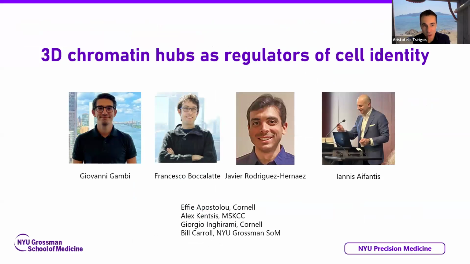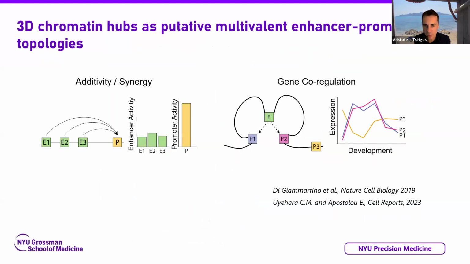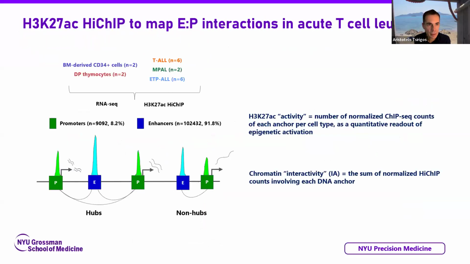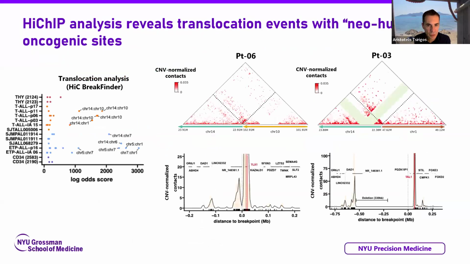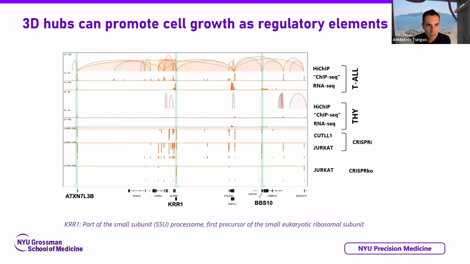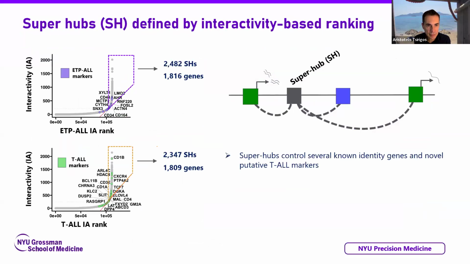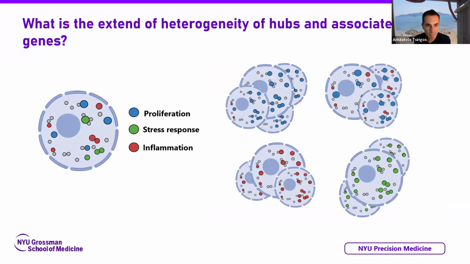If I had time, I would have talked a little bit about our latest work, which is looking at chromatin hubs as regulators of cell identity, but also going into single cell heterogeneity. So perhaps what I can leave you with is just one final application of Tsirigami, which is based on single cell data.